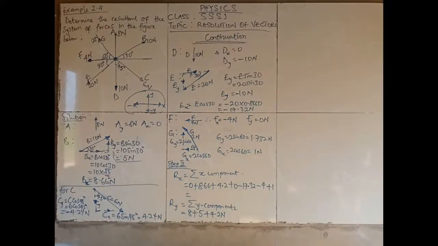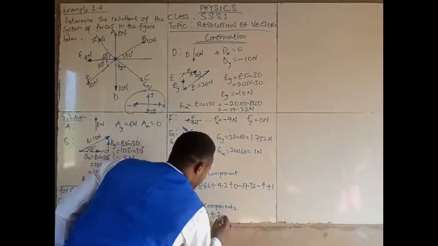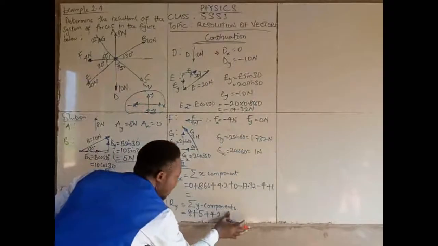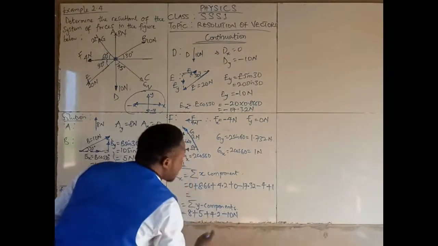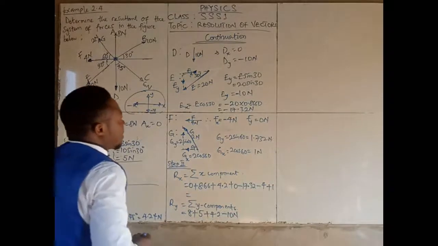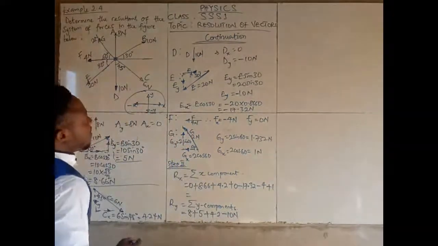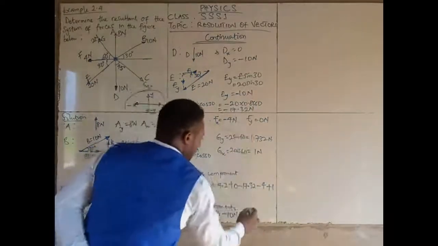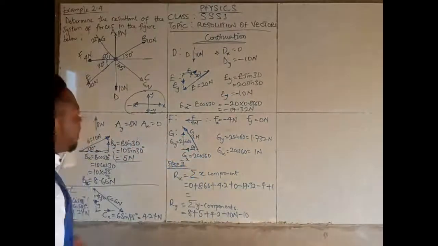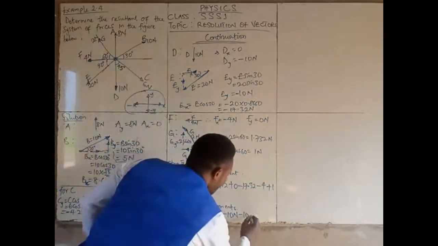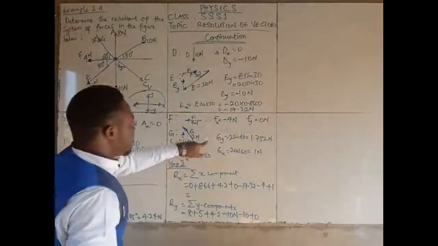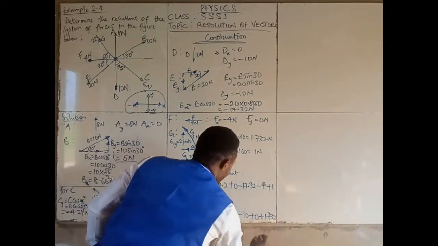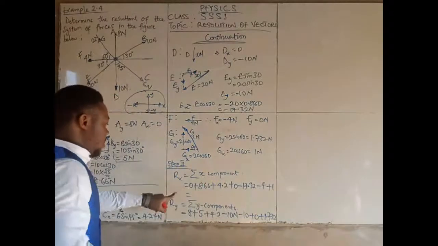That's our Cy. Then let's go to our Dy. Our Dy is negative 10 Newton. Our Ey is also negative 10 Newton. That is for E. Then for F, our Fy is 0. And for G, our Gy is 1.732.